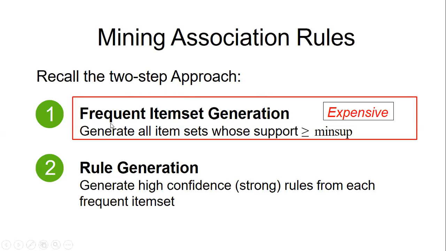Once we find the frequent item sets, we can generate the strong rules by using a criterion or metric called confidence. If the confidence of that particular item set is greater than the minimum confidence threshold, then that rule will be considered a strong rule. We'll see in the FP growth algorithm how it works.